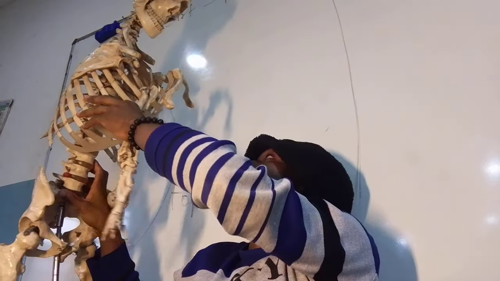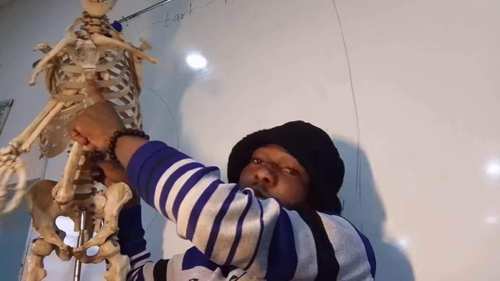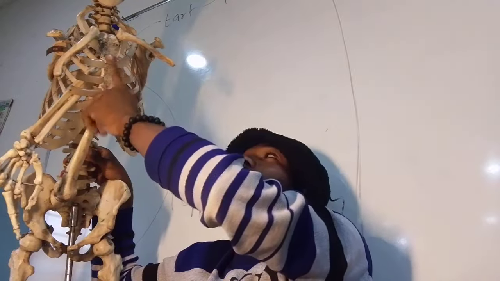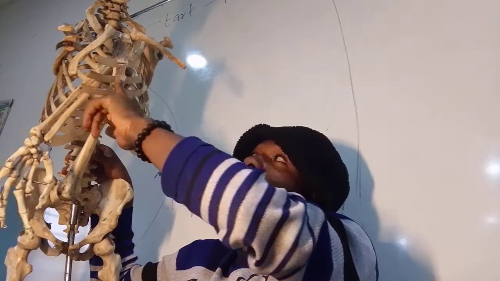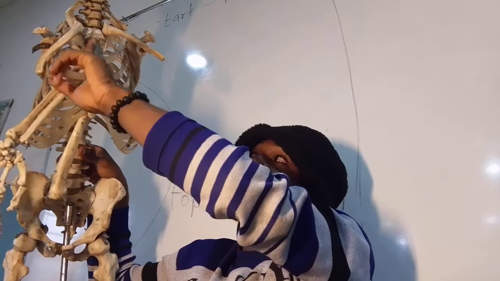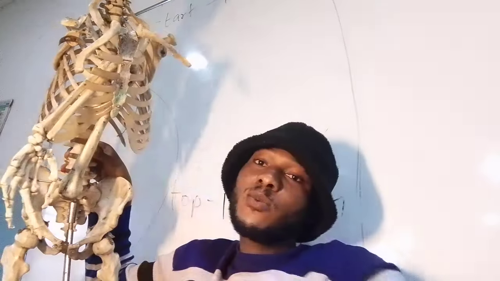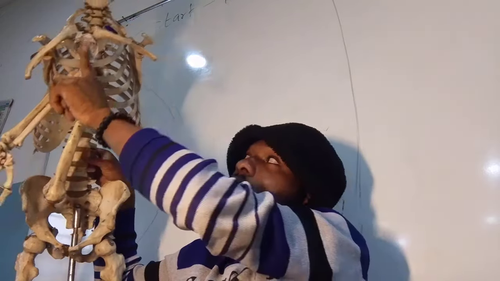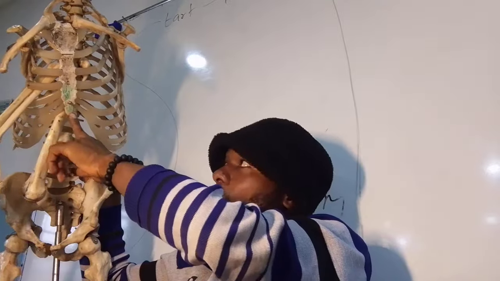We'll now talk about the bones of the thorax, which are the rib bones and the breastbone. Looking at this, this is the sternal bone, and it has 3 divisions: the manubrium, the body, and the xiphoid process. You can notice this xiphoid process when somebody is old. It goes inward anteriorly. So these are the 3 divisions of the sternal bone.